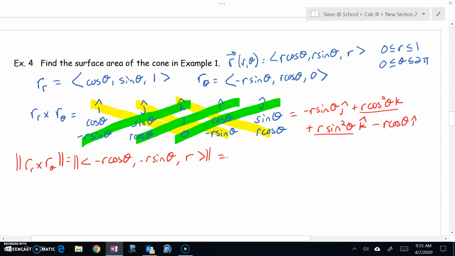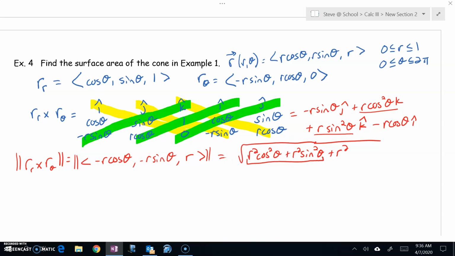Remember, to find a magnitude, you take each component of the vector, square them, and then take the square root of the sum of those. So we get r squared cosine squared theta plus r squared sine squared theta plus r squared. Hopefully you noticed that the first two pieces just become r squared. So under your square root is an r squared plus an r squared, which is the square root of 2r squared. And you can pull that r out, so the magnitude of the cross product is r square root of 2.